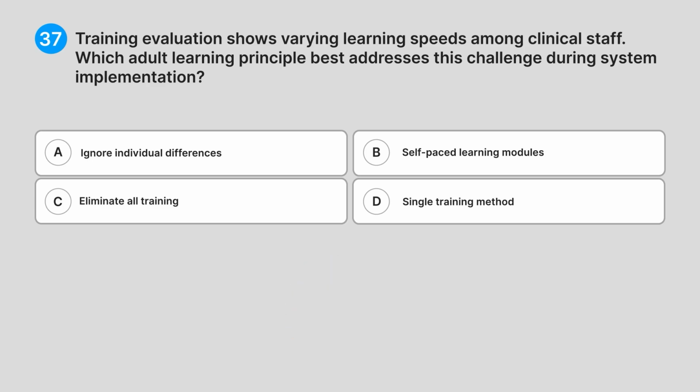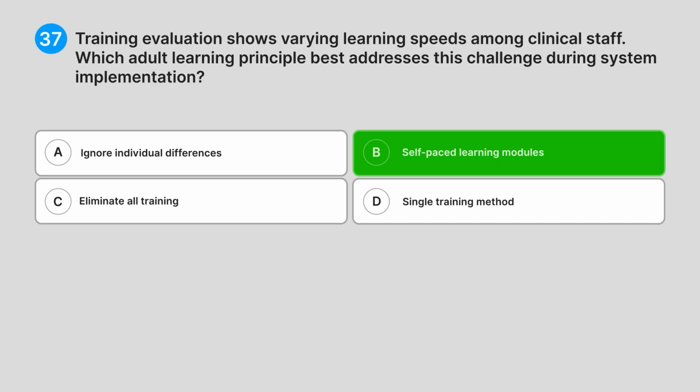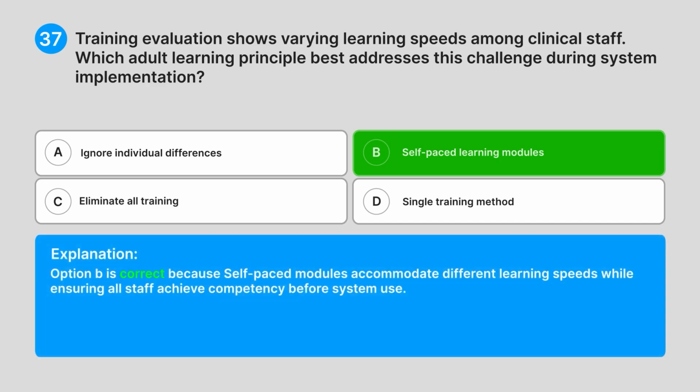Correct answer, B. Self-paced learning modules. Explanation: Option B is correct because self-paced modules accommodate different learning speeds while ensuring all staff achieve competency before system use.